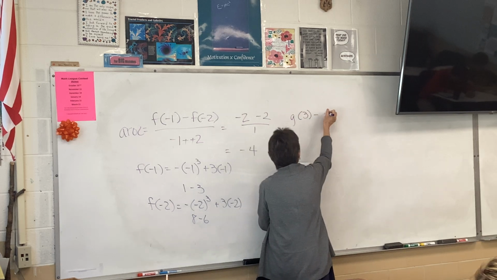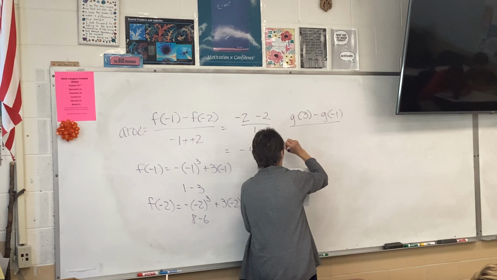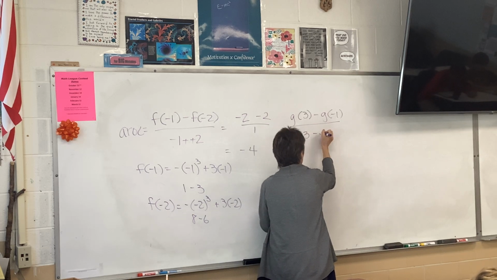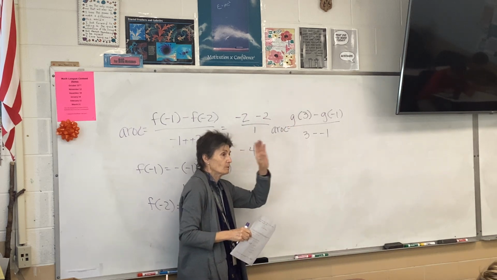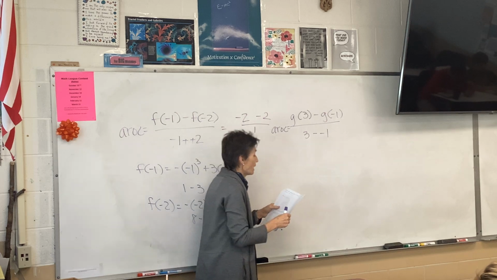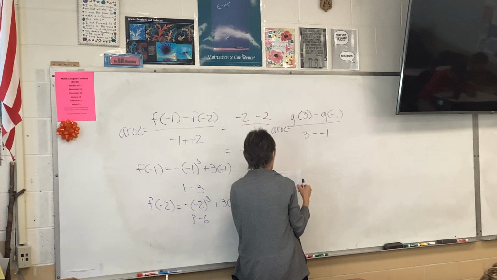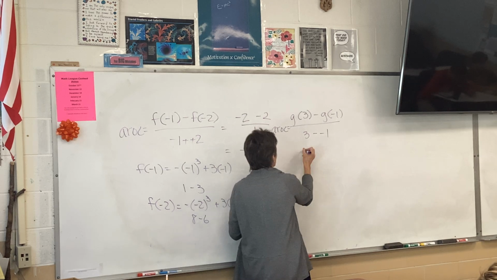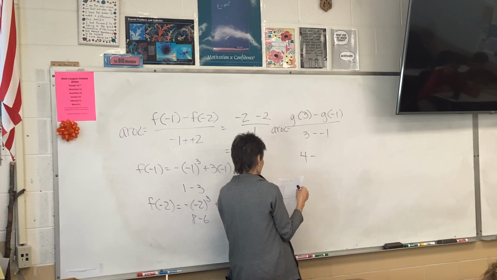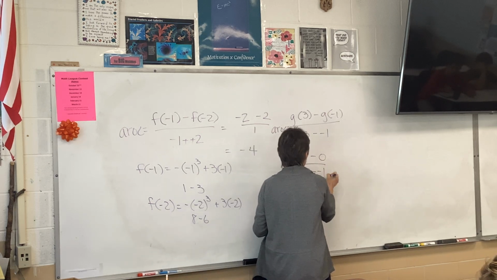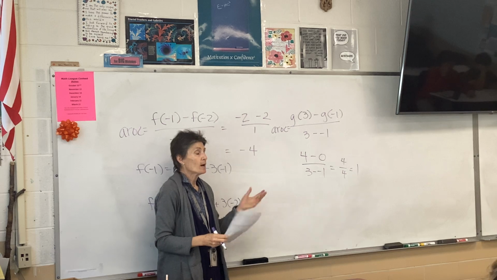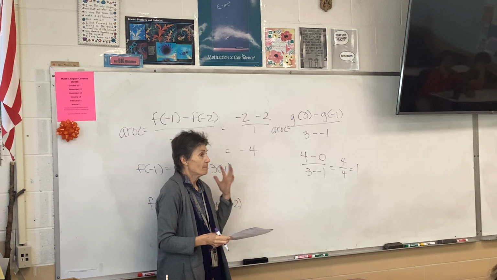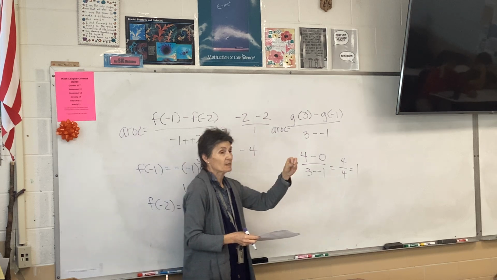G of 3 minus G of -1 over 3 minus -1. So this is what we are starting with, and we're going to write that down every single time. Now, look at your graph. What's G of 3? 4. What's G of -1? 0. So it looks like 1. And again, no context here, so no unit necessary, but average rates of change are something per something.